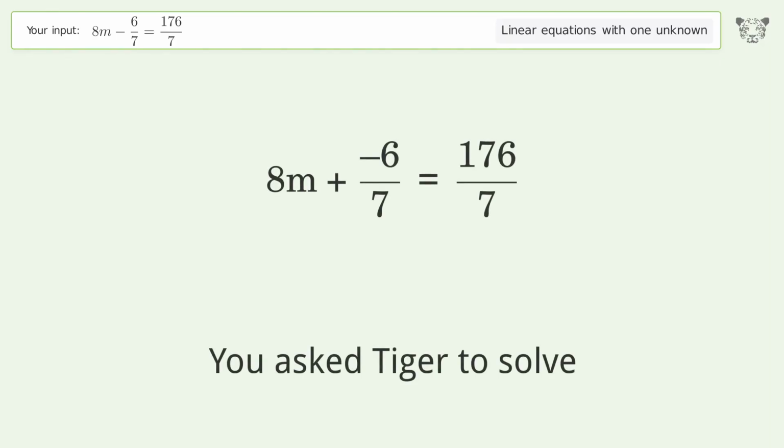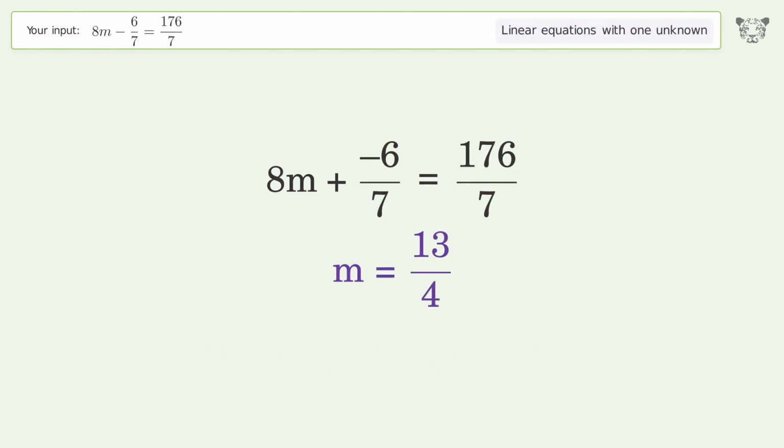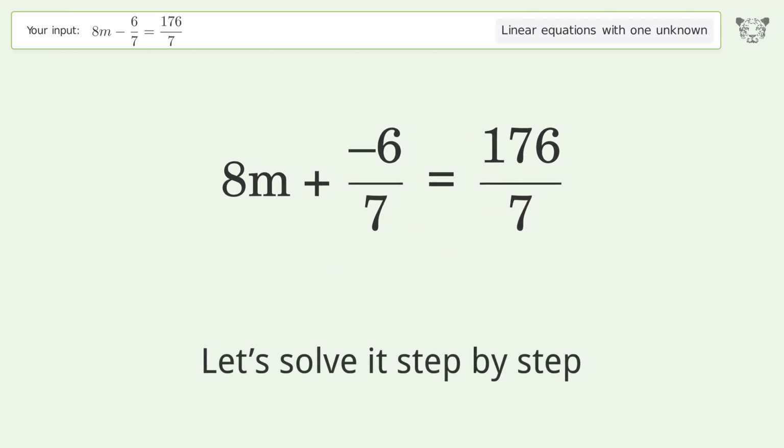You ask Tiger to solve. This deals with linear equations with one unknown. The final result is m equals 13/4. Let's solve it step by step.